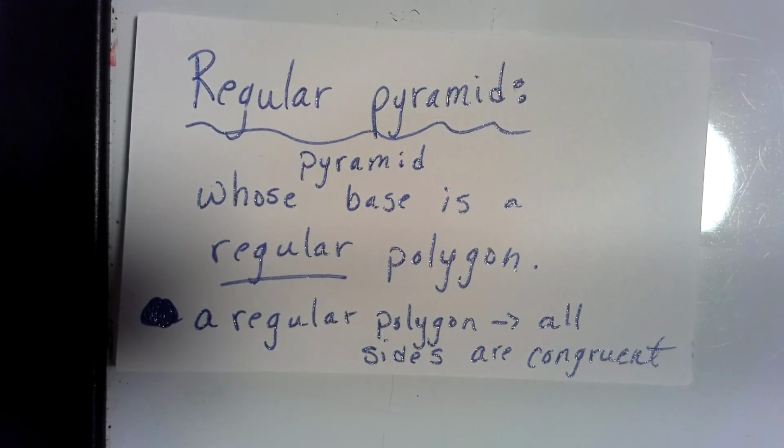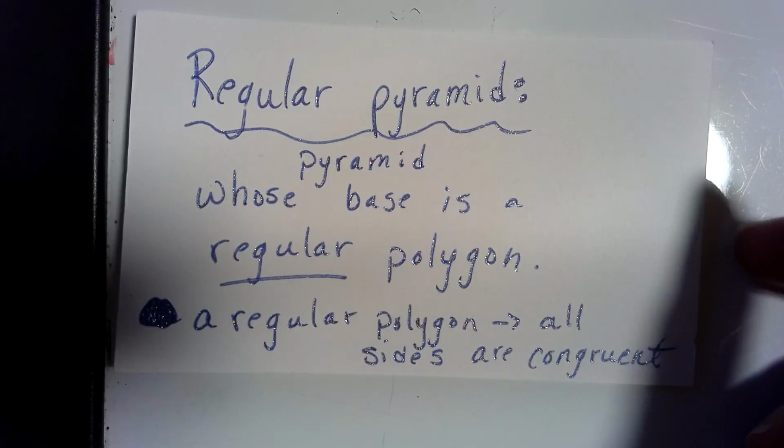So regular pyramid. When we say regular pyramid, that's a pyramid whose base is a regular polygon. A regular polygon is a shape whose sides are all congruent. So if I'm talking about a four-sided polygon, all the sides are congruent, that would be a square. So a regular pyramid whose base is four sides would be a square-based pyramid. Okay, so that's what that means when you see regular pyramid.